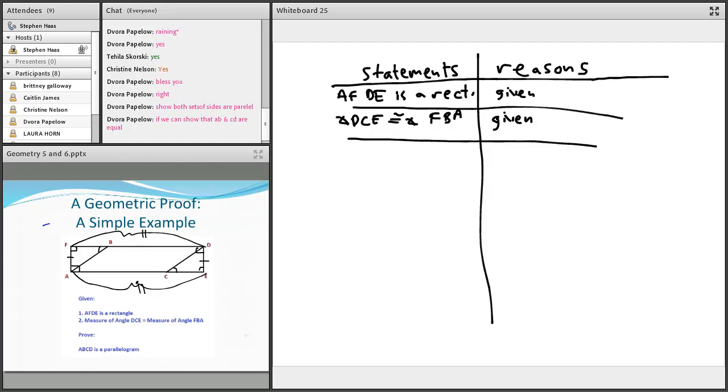Okay, we can show A, B, and C, A, B, and D are equal. That would definitely help, of course. Absolutely. How do you think we might go about doing that, though?